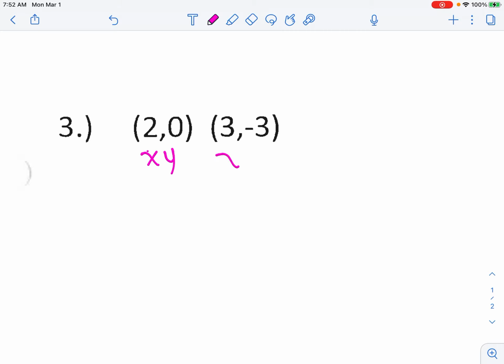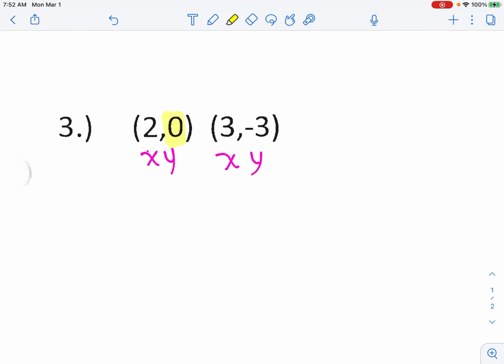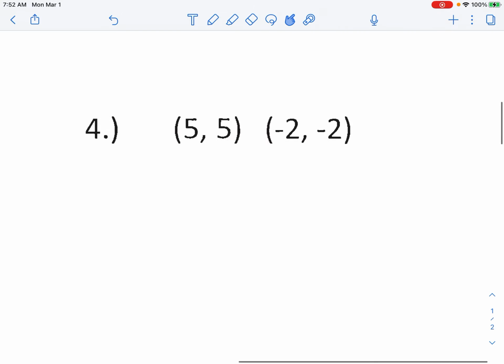So our coordinates go x, y, x, y. We always want to focus on the y coordinates first. So the change in y from 0 to -3 is a change of -3. And then focus on your x coordinates. To get from 2 to 3 is +1. So -3 divided by 1 is -3. So the slope of your line would be -3. So that would be a pretty steep slope going down the hill.